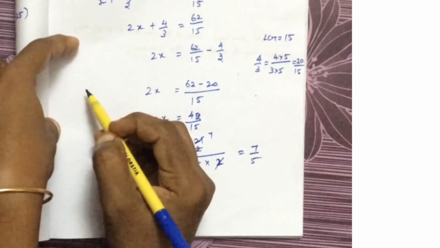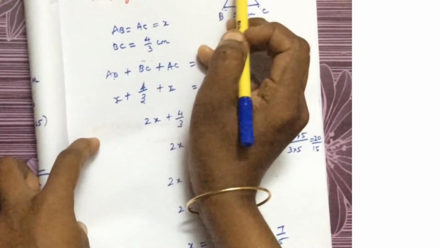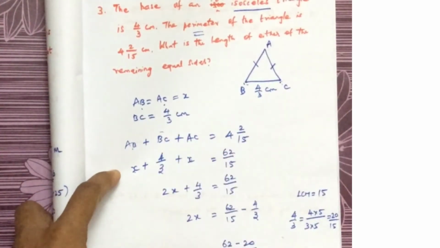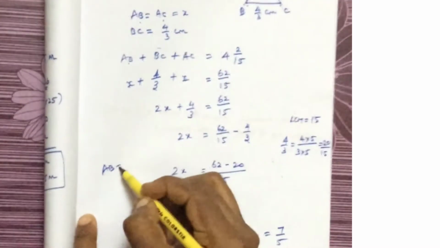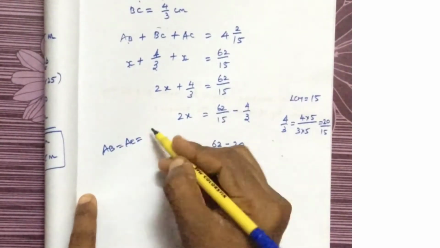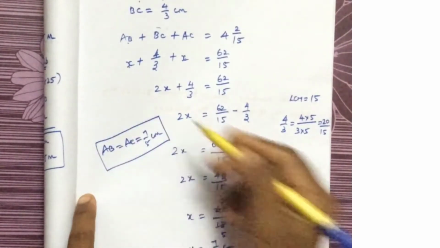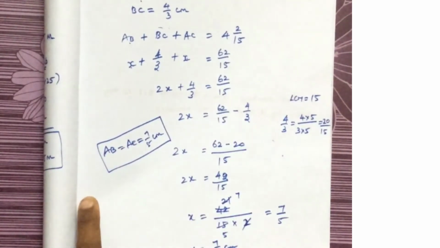So the answer is, what is the length of either of the remaining equal sides? What are the equal sides? AB and AC. So AB equal to AC equal to 7 by 5 centimeter. This is the answer.